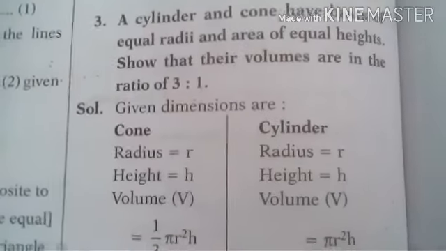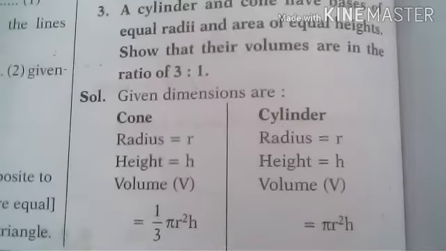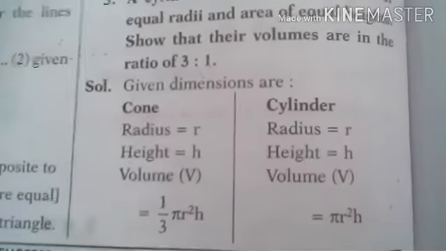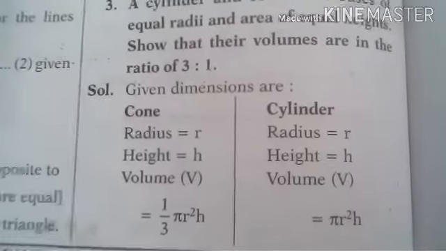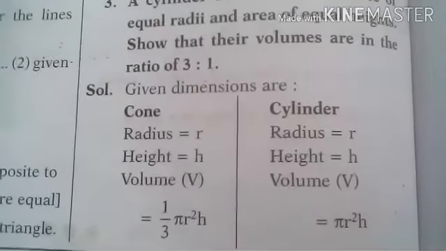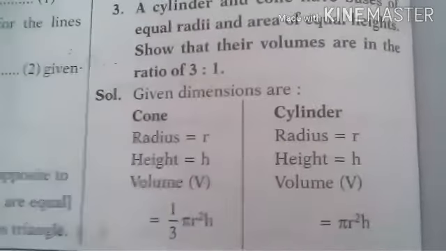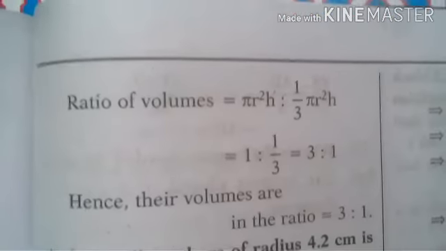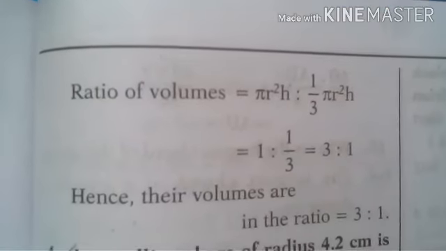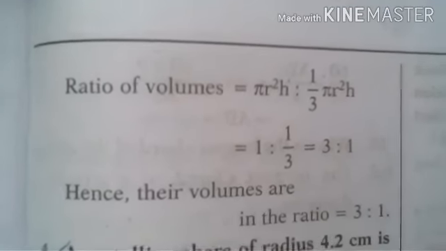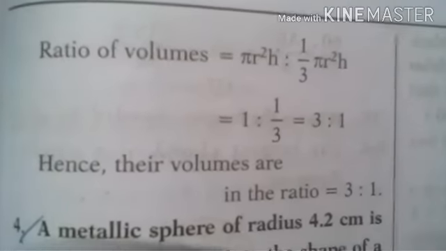Next question, a cylinder and cone has bases of equal radii and equal heights. Find the ratio of their volumes. So volume of cone is equal to 1 by 3 pi R square H. Volume of cylinder is equal to pi R square H. So pi R square H, pi R square gets cancelled. 1 is to 1 by 3. So 3 into 1, 3 is to 1. Therefore, their volumes are in the ratio 3 is to 1.